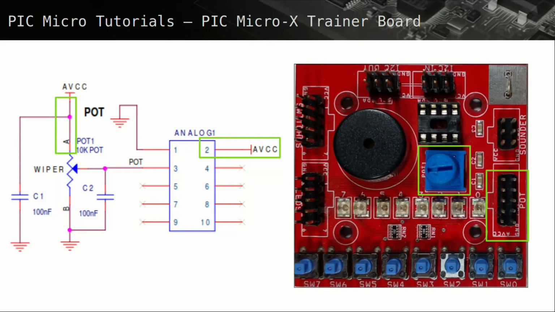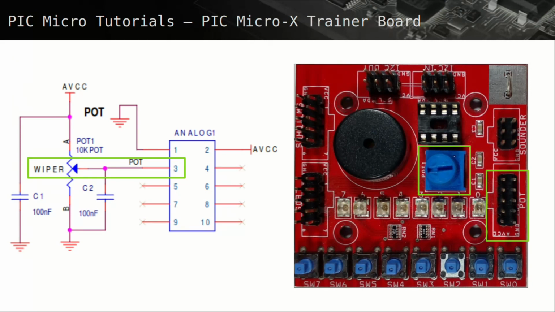This AVCC pin is not connected to the rest of the trainer board's VCC pins, allowing a specific voltage to be used for the pot supply. This will be covered in detail in later tutorials. The pot wiper is connected to pot header pin 3, and the rest of the pot header pins are not connected.